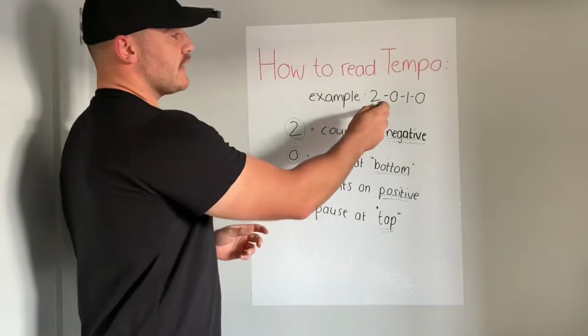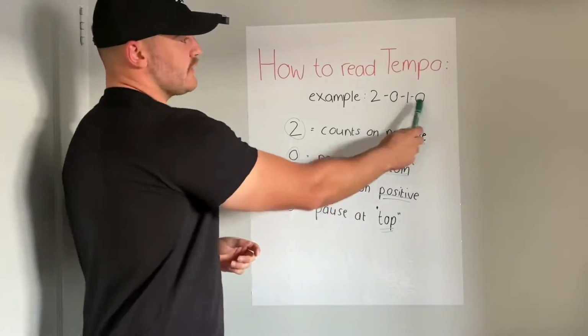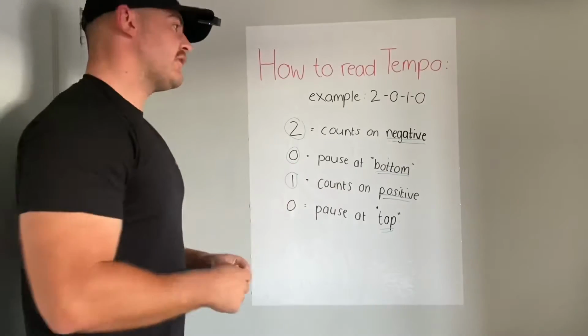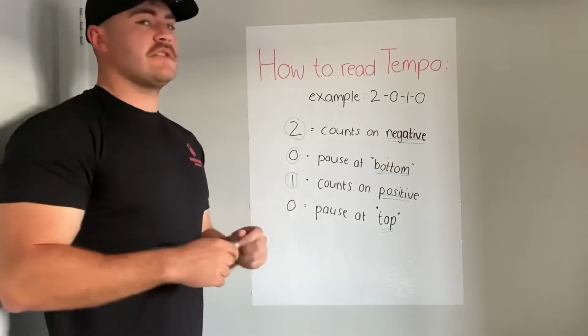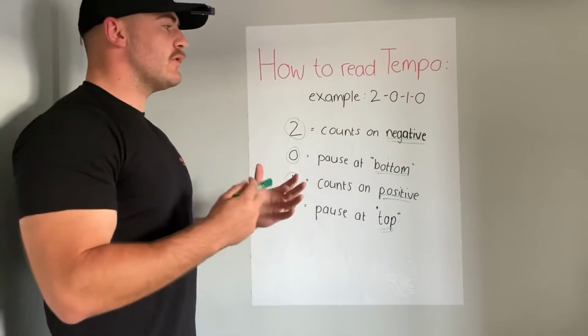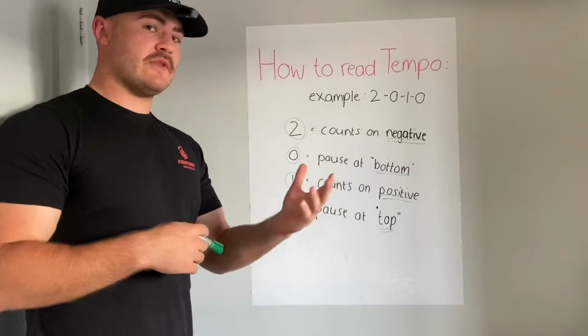So I'm just going to give you guys a quick lesson on how to read the sequence of numbers and what they actually mean with regards to training. So basically this sequence of numbers broken down is just going to be the time under tension or the speed at which you perform certain parts of the rep throughout your set.